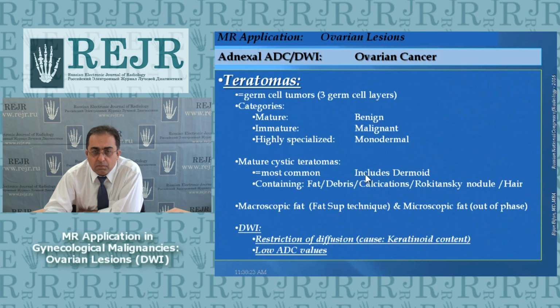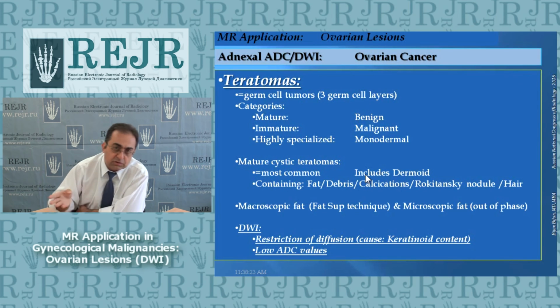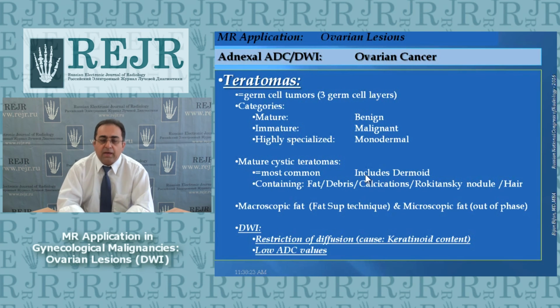Teratomas are lesions with three germ cell layers. The mature ones are benign. The immature ones are malignant, and some of them can actually be mono- or bidermal. They can have one or two, but most of them have all three components. The mature teratoma, mature cystic teratoma, also includes dermoid. Dermoid is a common one that we see very often, and within this you see fat, you see debris, you see calcification, and you can even see hair.